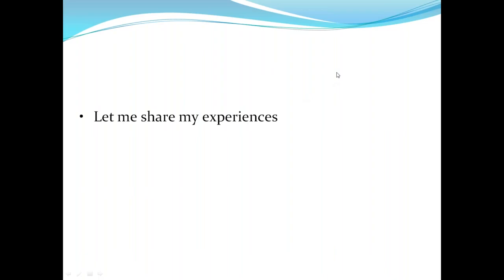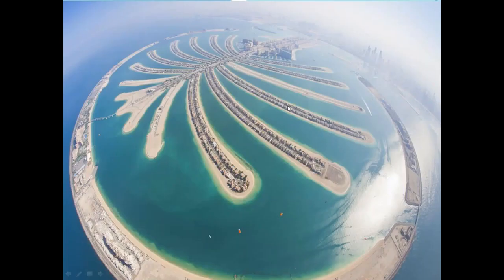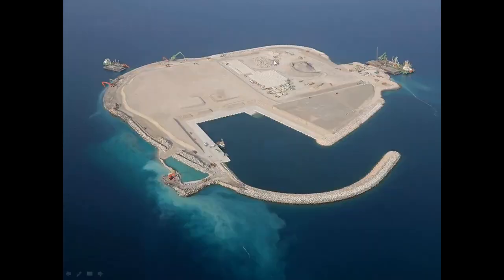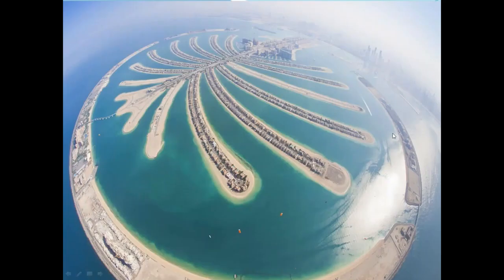Okay, I will share my experiences. This is what we call Palm Island in Dubai, a man-made island. These are called palm leaves, and on every leaf we had a construction. And Burj Al Arab is one of the costliest hotels in the world. In a similar way, since it's man-made, it's near to the city. From the city, you can see this island. So this is a man-made island.